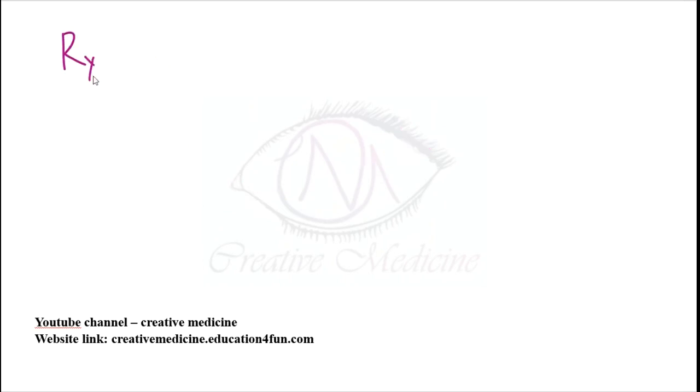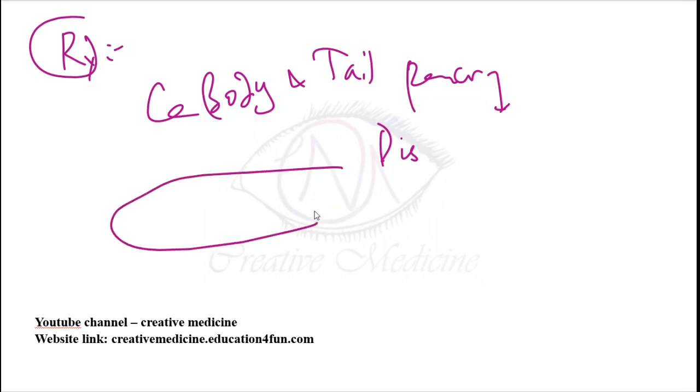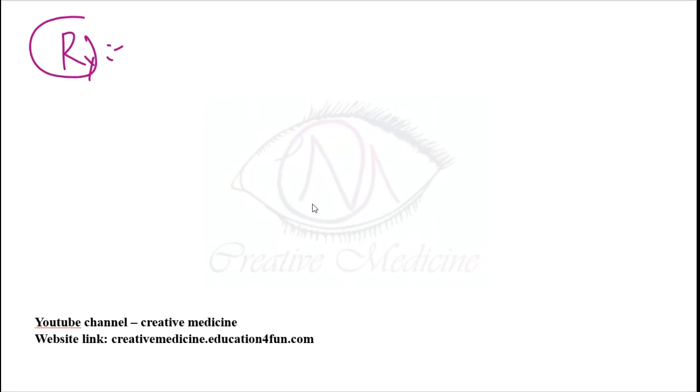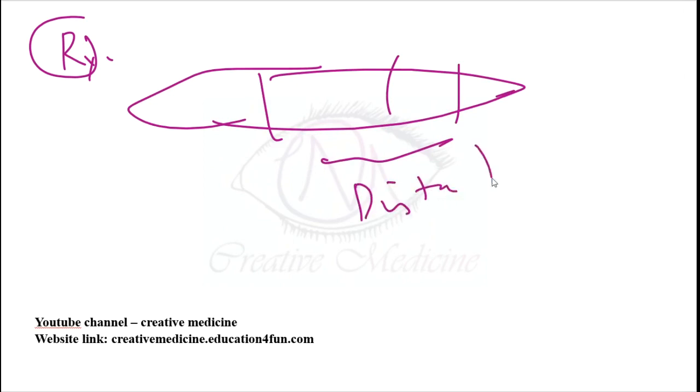Then management. The management mainly depends on the location. For example, if the carcinoma is present mainly in the body and tail of the pancreas, then you can do a distal pancreatectomy. If it is a benign tumor, then obviously you can do enucleation.